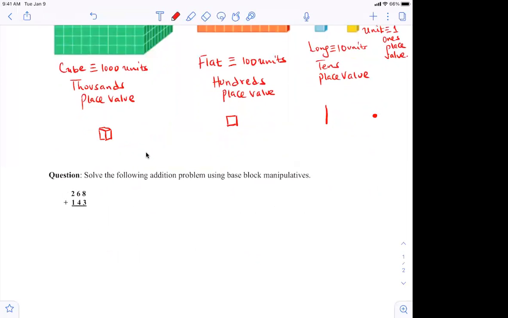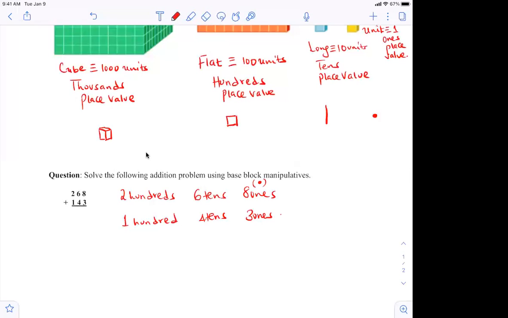We are told to solve the following addition problem using base 10 block manipulatives. So the first thing we are supposed to do is to represent the numbers given using the sketches of these representations. And so we have 268, that is equivalent to saying 2 hundreds, 6 tens, 8 ones, and we are adding that to 100, 4 tens, 3 ones.